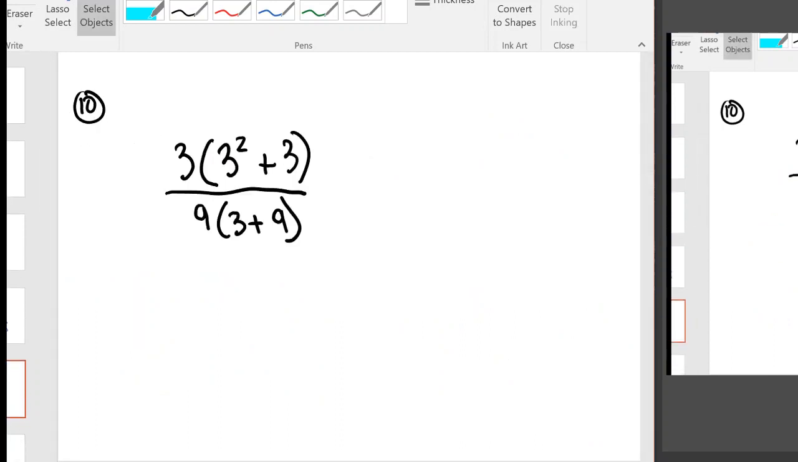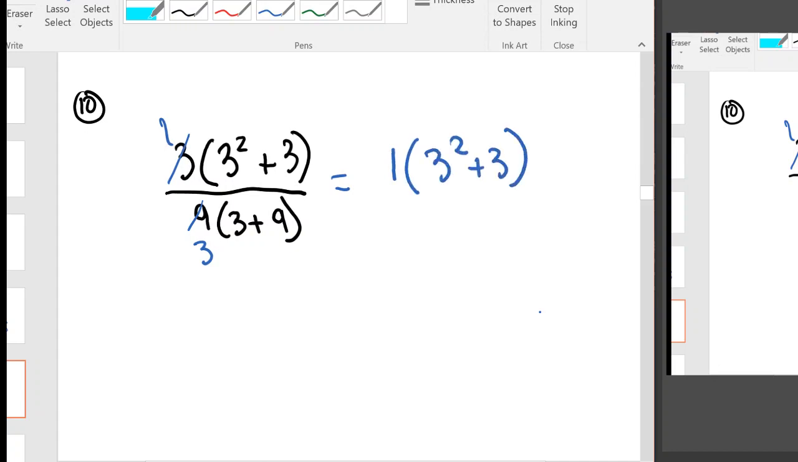Number 10. Not too shabby of a problem, pretty simple here. All right, my advice here is to take what you can get in terms of simplifying. Some people did go out and immediately distribute, but you can't really distribute without solving in here first, so I wouldn't worry about that. I would simplify by taking these out, and this will be 3. So what you really have is, this is a 1, so you have 1 times 3 squared plus 3, and you have 3 and 3 plus 9.